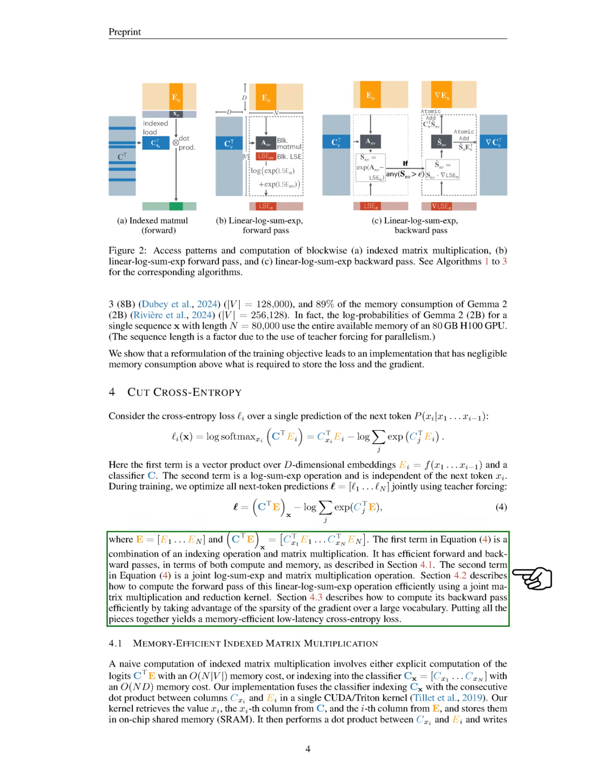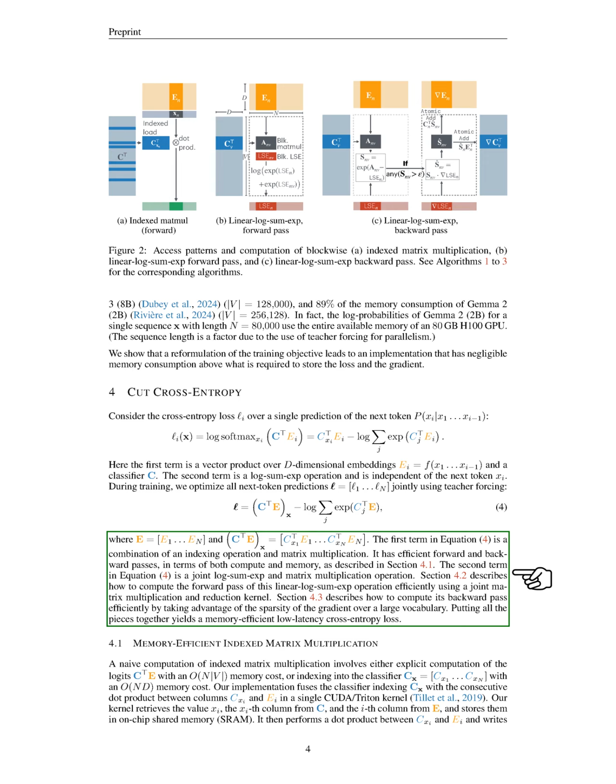Section: Memory-efficient indexed matrix multiplication. In this section, we discuss memory-efficient indexed matrix multiplication. A straightforward approach to this involves either calculating the logits directly, which requires a lot of memory, or indexing into the classifier, which also has a significant memory cost.